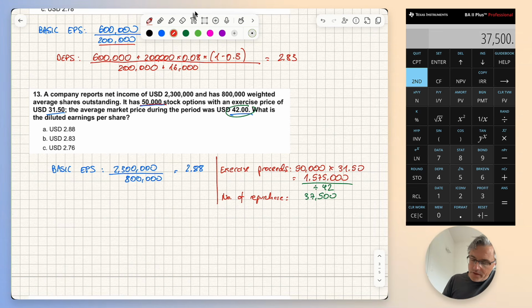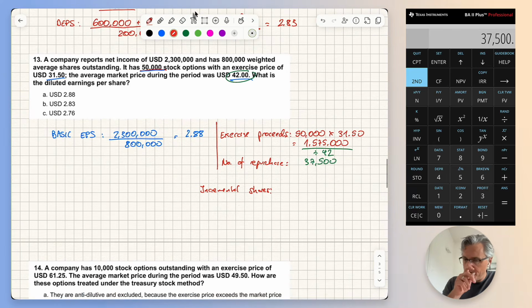But there is still a certain number of shares, we call those incremental shares, that would need to be issued by the company. And it's only those incremental shares that we care about from the point of view of adjusting the denominator of the EPS fraction. So 50,000, if you're not told otherwise, assume each option allows the holder to purchase one ordinary share. So 50,000 options allow the purchase of 50,000 shares, minus that 37,500. Of course, the difference is 12,500.